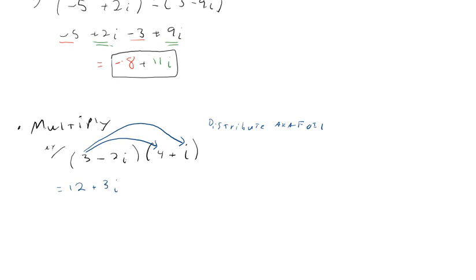Okay? Same with the -2. Distribute that to both the pieces here. Distribute and FOIL. So we're going to multiply -2i times 4. -2 times 4 is -8i.